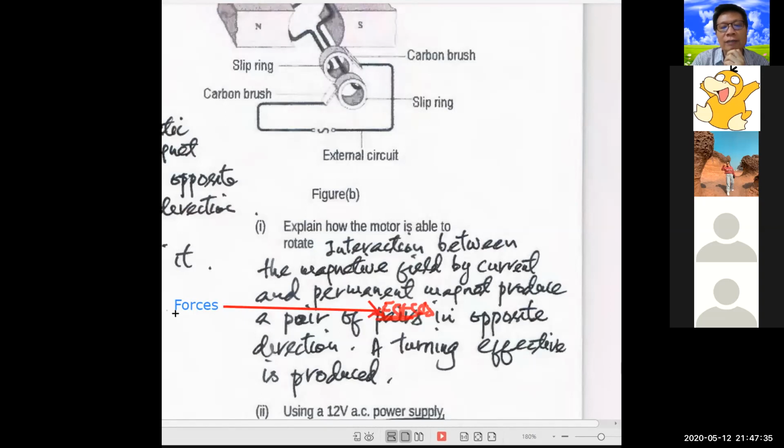Yeah, these forces, okay? This is a pair of forces in opposite direction. Based on Fleming's left hand rule, the forces are in opposite direction. So a turning effect is produced. Okay, done already. Okay, next.